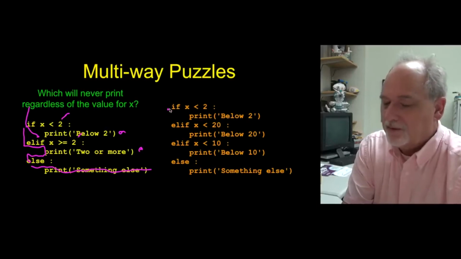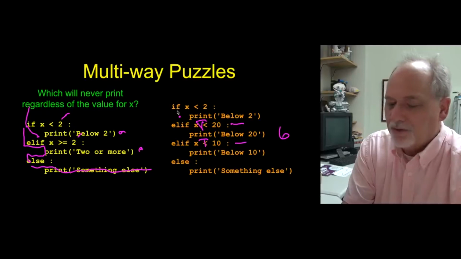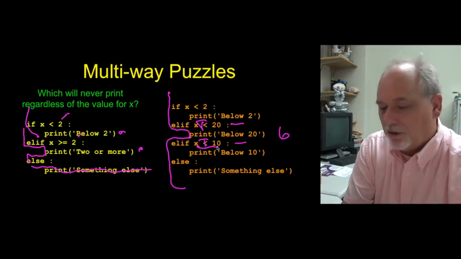If x is less than 2, we do this. If x is less than 20, we do that. If x is less than 10, we do that. And if none of those are true, we do that. Well, the problem here is between these two lines. If something's less than 10, like 6 for example, it's also less than 20. So even though there might be values for which this is true, those also are going to have this true. So for something like 6, it's going to run here, and it's not even going to look at this. That's the point. It doesn't even look at this.